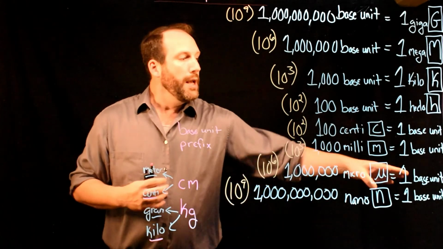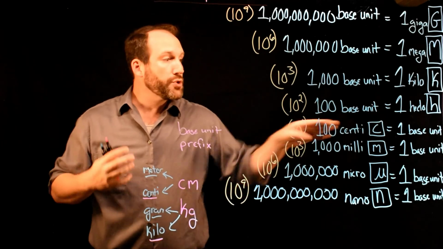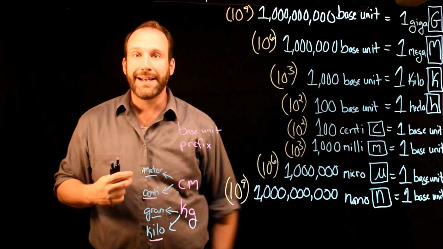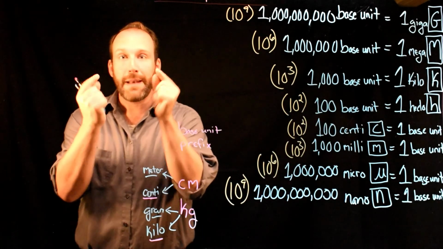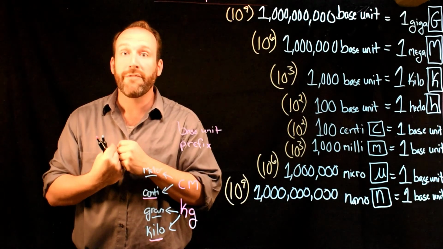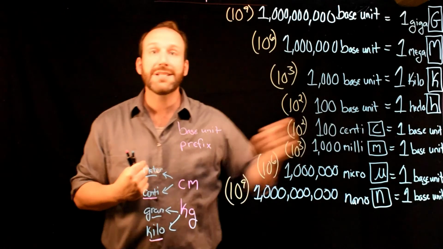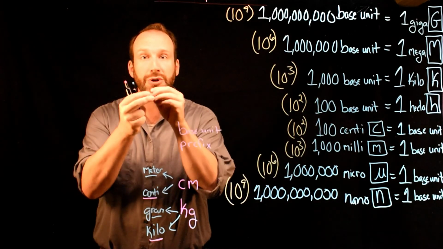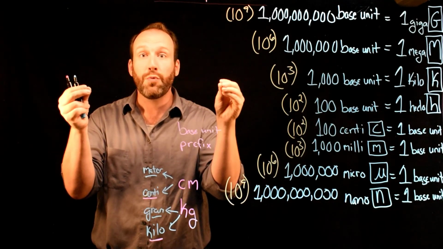So what we were describing here from centi on down is if you take that base unit and you divide it into some number of parts. So for the centimeter, you're taking a meter and you're dividing it into 100 equal parts.